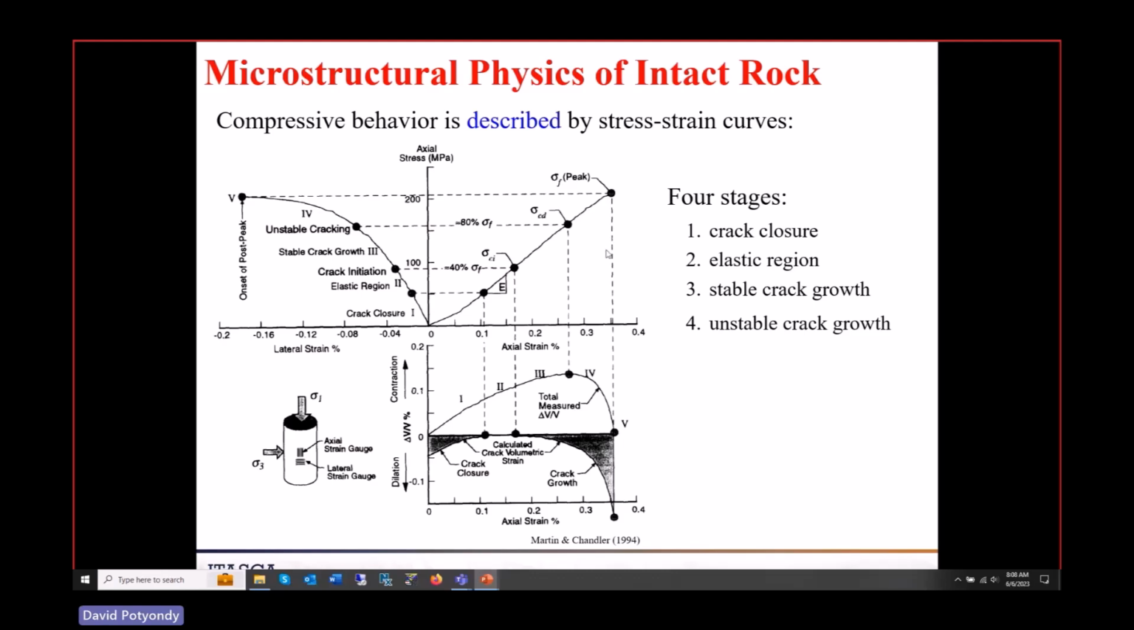And the idea here, and also as you load up closer to peak, there's much more damage to begin with. So it doesn't take as long for it to eventually fail. And there seems to be a threshold below which you don't get this damage. So we can talk about this as being the long-term strength of the rock. So this is stress corrosion.